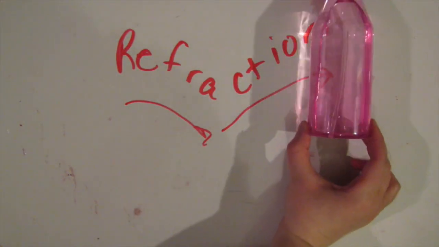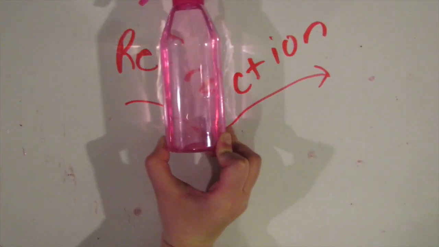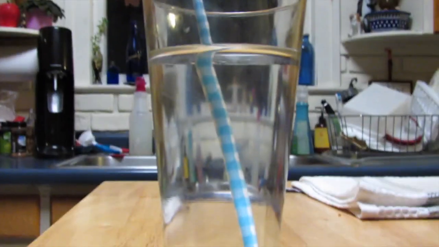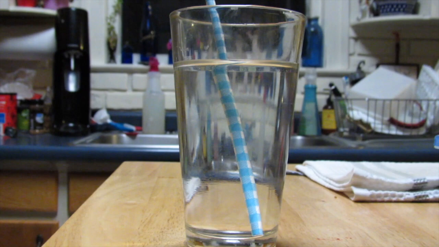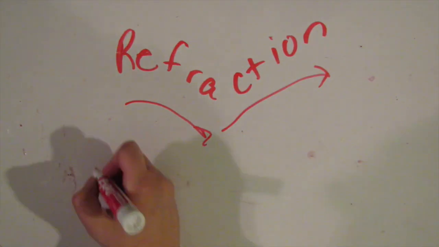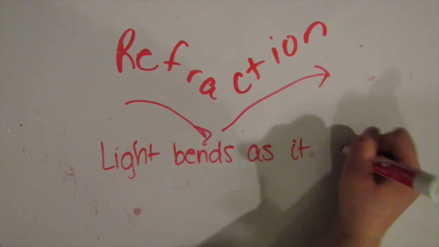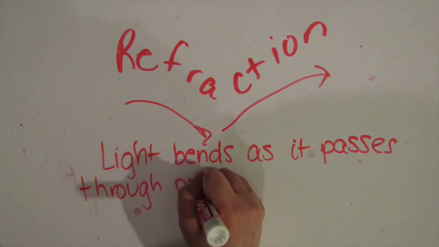Have you ever noticed that when you look through a bottle of water, the image on the other side is kind of distorted? The best example of this is when you put a straw in a glass of water. When you look at the straw, it looks kind of bent and bigger and a little bit weird. This phenomenon is known as refraction. Refraction is when light bends as it passes from one transparent substance to another.